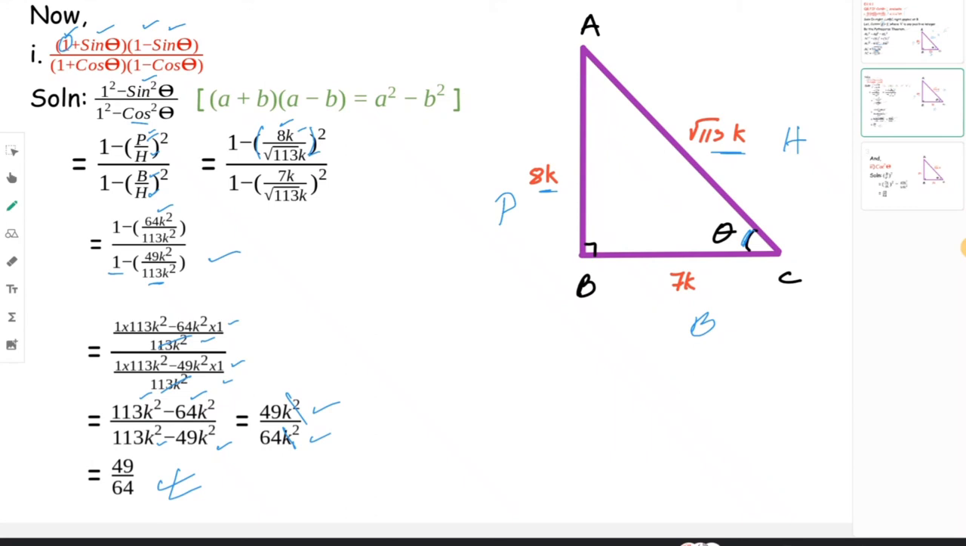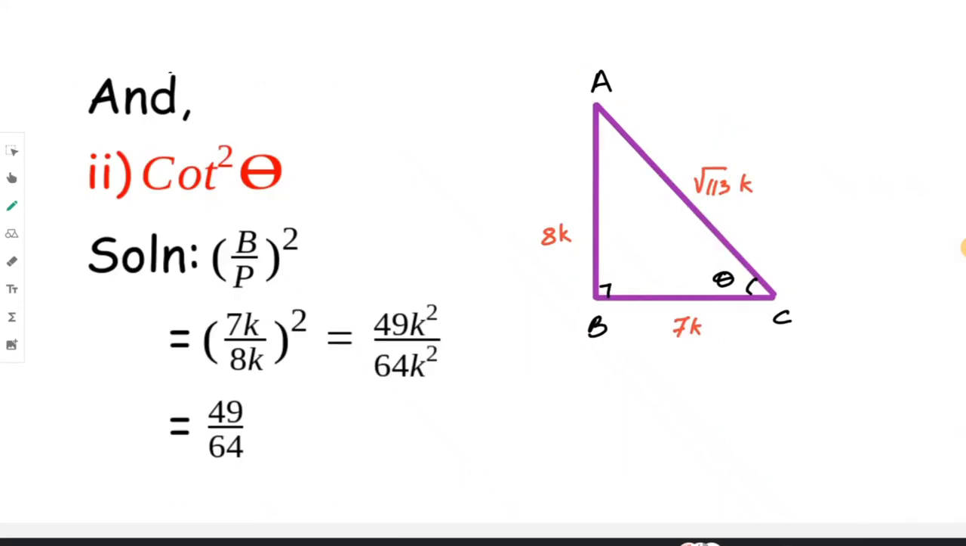Let's do B, or the Roman number 2. Alright, so if you look here now, pretty simple, just cot square theta. So remember, theta is here, so this is our hypotenuse, base, and then perpendicular. So what are the two sides for cot? Base by perpendicular, right? Base is how much? 7k squared, I've written, and then perpendicular is how much? Perpendicular is 8k. So 7 sevens are 49, k into k square, 8 eights are 64, k square. I can divide these two, and the final answer that we get is 49 by 64.